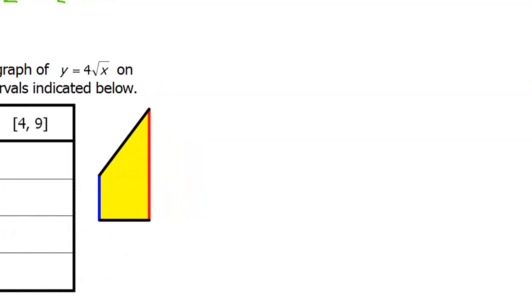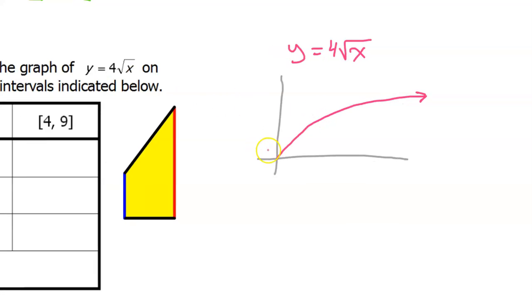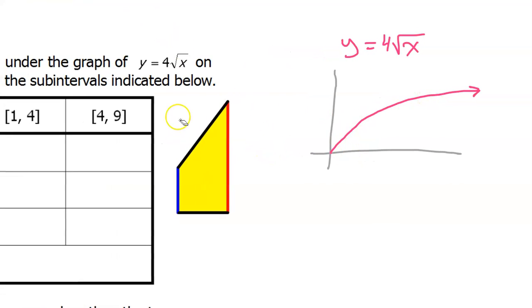Part of this is you have to know what your parent functions look like. So for example, when I see the parent function y equals the square root of x, I automatically know that that looks like this. Okay, that's what the curve looks like. So when you put a 4 in front of it, that's a vertical stretch, but that does not change the shape of the curve. So you have to know your parent functions. Okay, so I'm going to put this curve sort of over the top of this trapezoid so I can use it as a model.